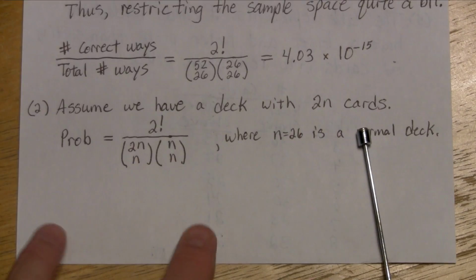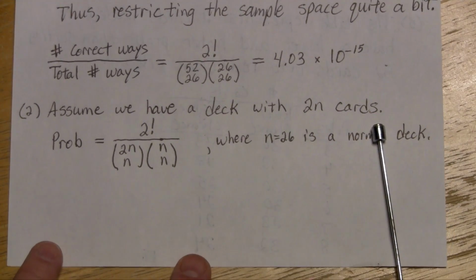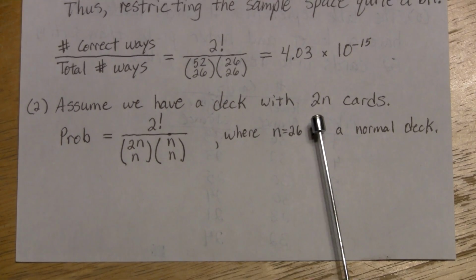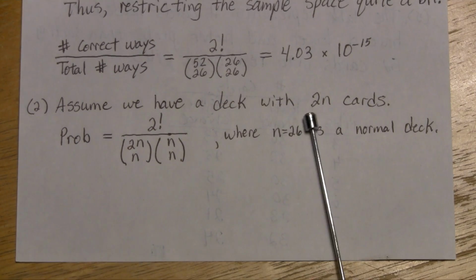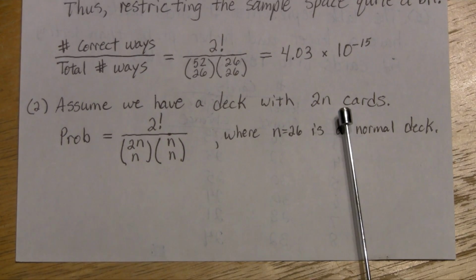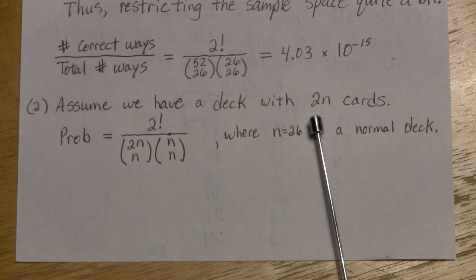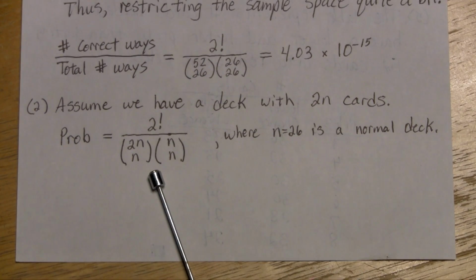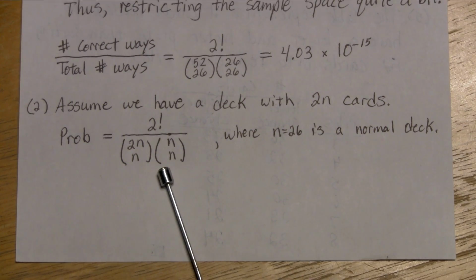So now let's go on to some expansions here. On part 2, let's just assume we have a generic deck with 2n cards. I put the 2 out front because the number of cards has to be divisible by 2 in order to sort them into 2 piles. And so the generic probability that you sort the cards correctly is 2 factorial divided by (2n choose n) times (n choose n).